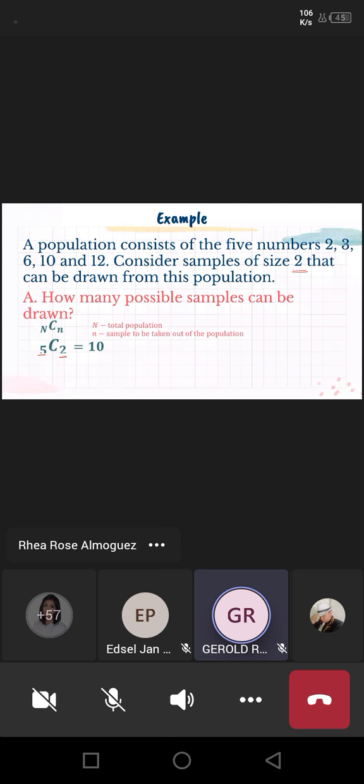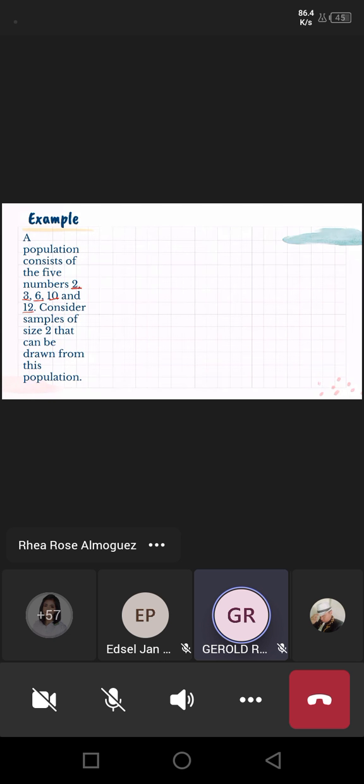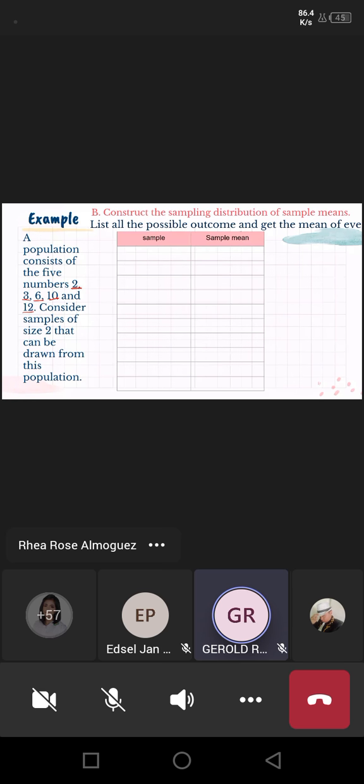Right? So, ngayon, i-try natin, ano ba yung mga combination na to? Since yung sample size natin is dalawa lang, is 2. Ibig sabihin, pagpa-partnerin mo lang siya by 2. Okay? Have here 2, 3, 6, 10, and 12. So let's say, i-enumerate or run down natin yung mga sample natin. For example, una natin is 2, 3.